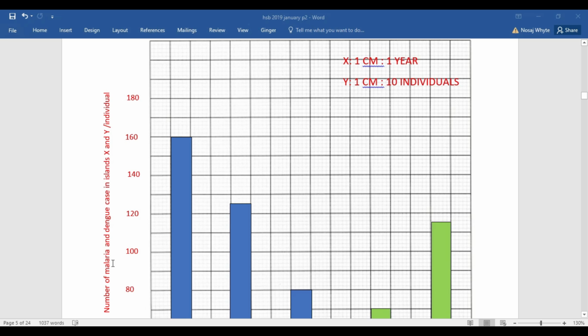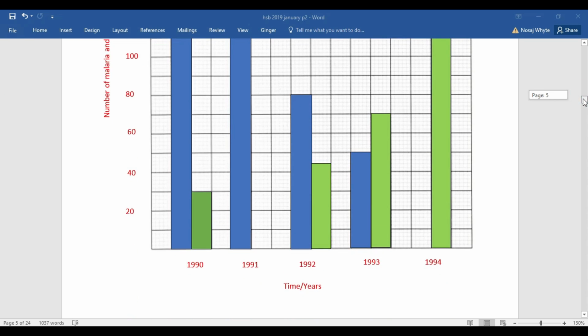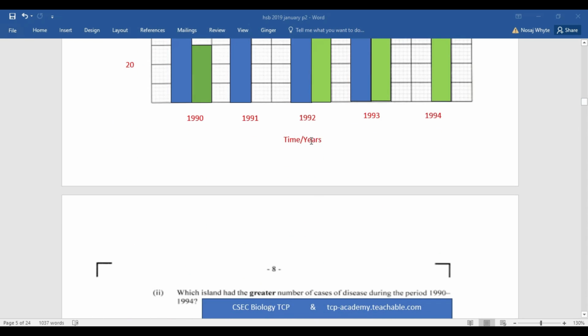Now this here is the name or description of the y-axis: number of malaria and dengue cases in island X and Y, and it is represented in individuals. That's the unit we're using there. At the bottom we have year or time for the x-axis, from 1991 up to 94. You're observing both sets of information being plotted, but over here you're seeing nothing green because there was no data. It was pretty much 0 here, so nothing was captured. And here it's the same.